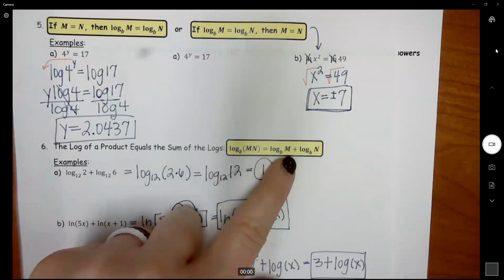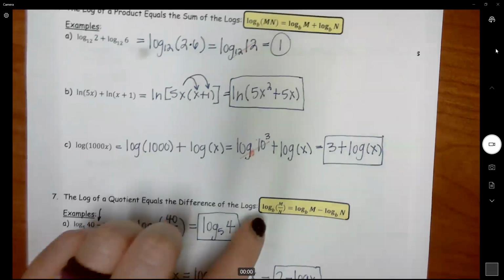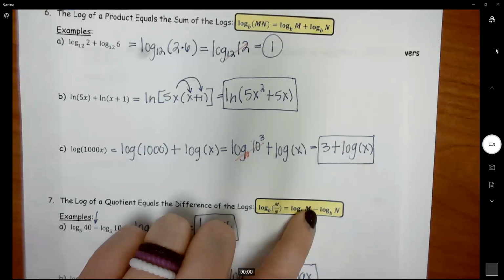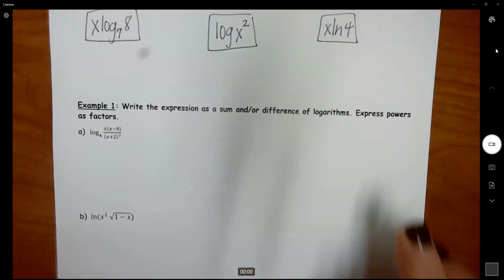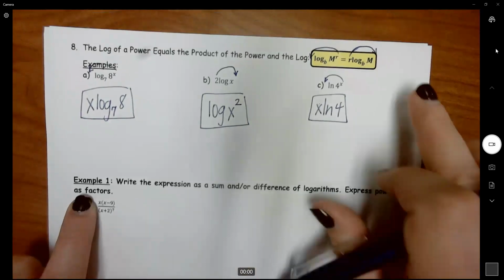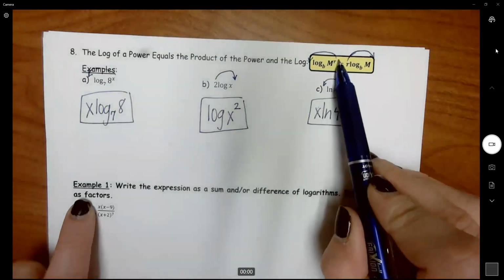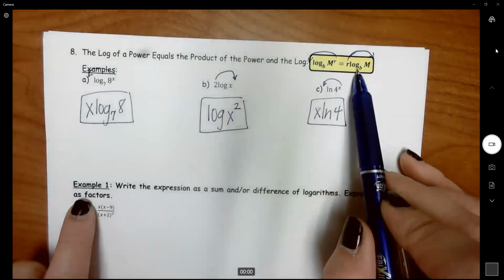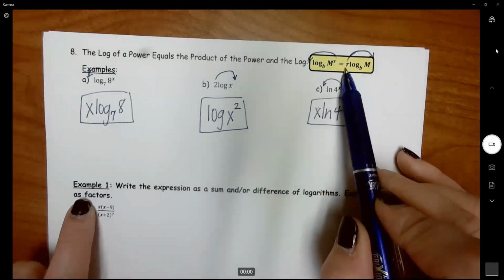So if these are being multiplied, we'll expand it out with a plus. If they're being divided, we'll expand it out with a minus. And then it tells me to express my powers as factors. And so I need to take whatever my power is and move it to the front and write it like this because this is now a factor.